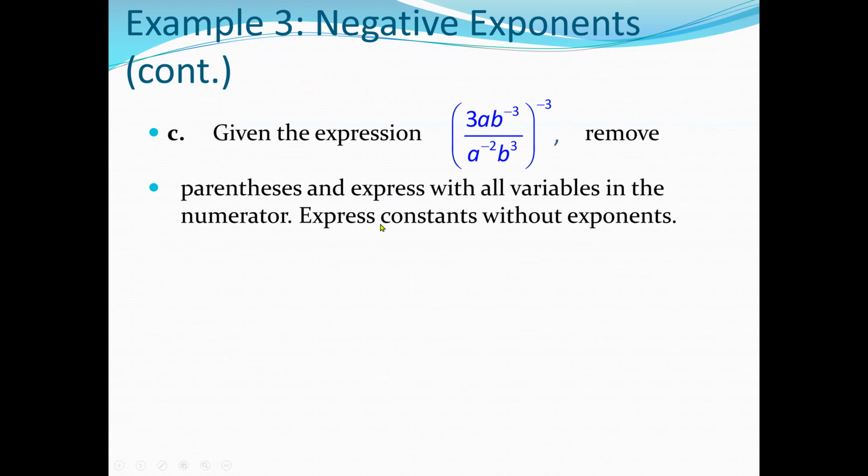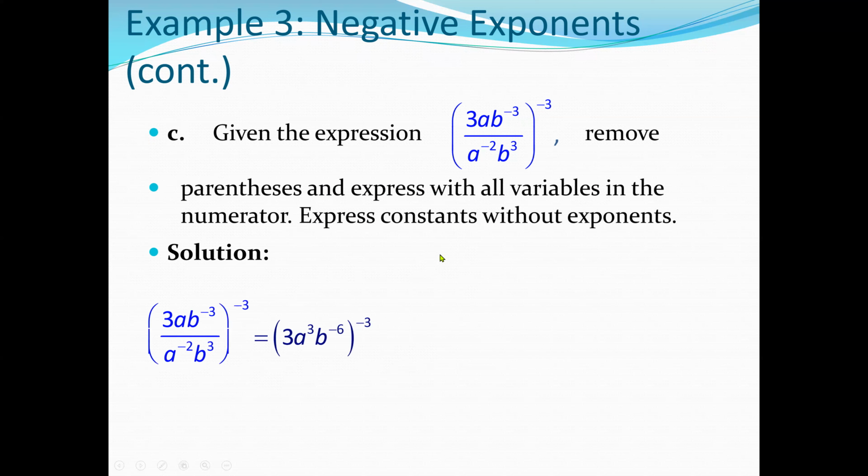So another question given here, we're given this expression. Again, the best way to solve this, we can simplify inside first. Then when we finish, we multiply the exponent negative 3 by everything inside. Or we can use the negative 3 to multiply everything inside, then we simplify.